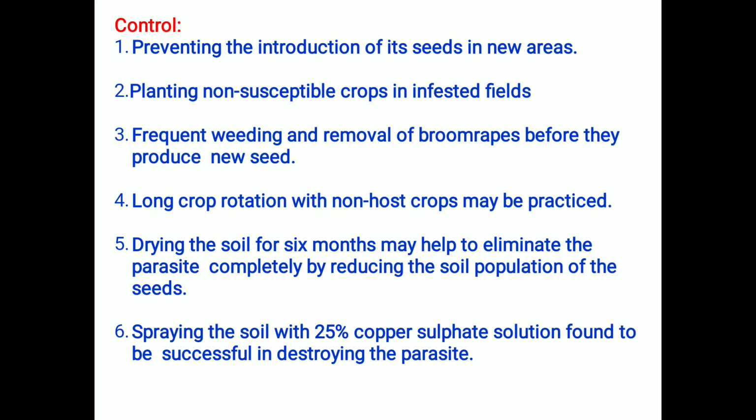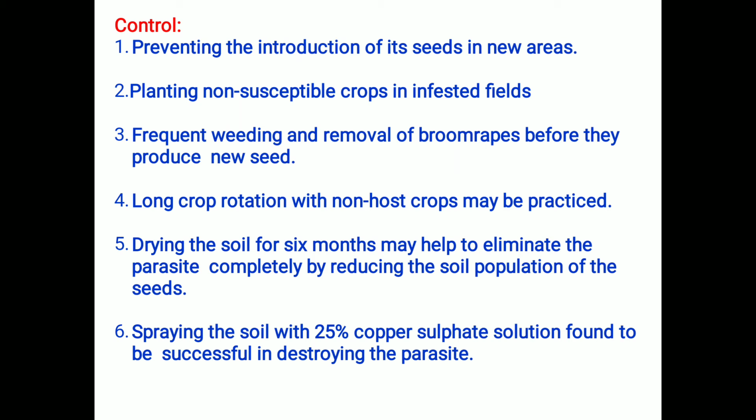Then regarding control measures, we prevent the introduction of seeds into new areas. We can't spread the seeds, because the seeds of Orobanche are very small. So to avoid infected seeds mixing with healthy seeds, we do a long crop rotation with a non-host crop. Then we follow frequent weeding and removal of broomrape before they produce new seeds, because once the seeds are produced, it is very difficult to destroy them. So it is very important to remove such plants of broomrape or Cuscuta.